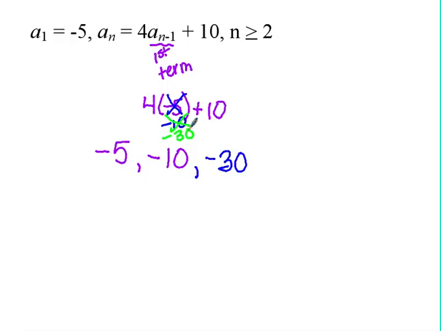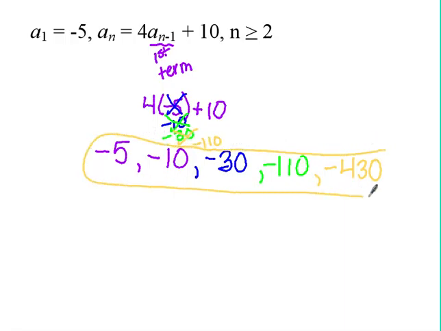So 4 times negative 30 is negative 120. Negative 120 plus 10 is negative 110. And then right here, negative 110. So my answer will be negative 430. 430. There you go. So you just keep plugging it in.